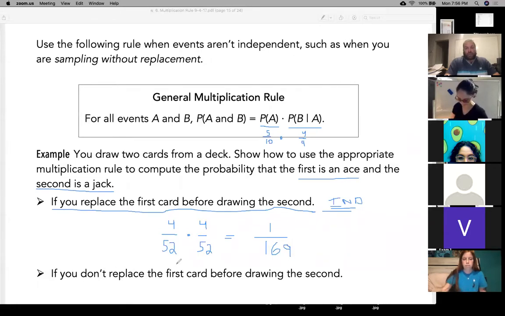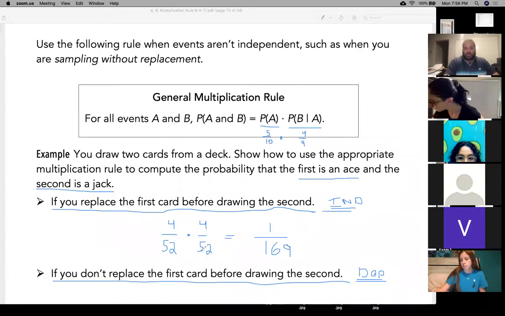Now, what if you do not replace the first card before drawing the second? That tells you these are dependent, and you have to take into account the first one when calculating the second. So the first one is an ace. What's the likelihood of that? 4 out of 52. Now remember, you just picked that ace and it is now gone. So what's the likelihood of getting the jack now? 4 out of 51. Excellent. 4 out of the other 51.